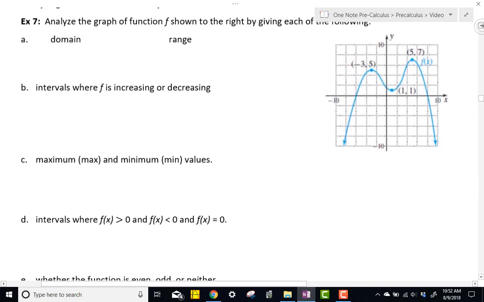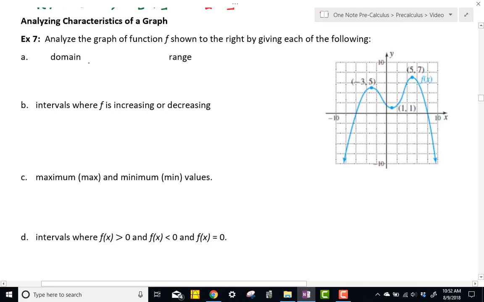Let's go back and find the top of that. All right. It says, analyze the graph of a function f shown to the right by giving each of the following. So number one, we're told it's a function, so it passes the vertical line test. This is just kind of going back to all the stuff we've already talked about. So I would encourage you, again, turn off the video, try and answer all these questions on your own, or as many as you can.